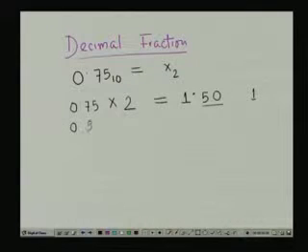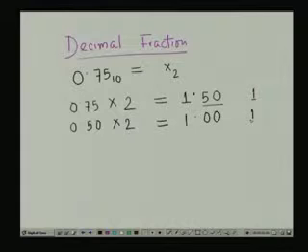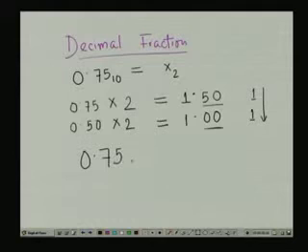So, 0.50 again into 2. I know that this will be 1.00. So, the integer value is 1, and we will stop because my fraction becomes 0. Now, I will take in the normal direction, that means first I got 1, then I got 1. So, 0.75 in base 10 will be 1 1.